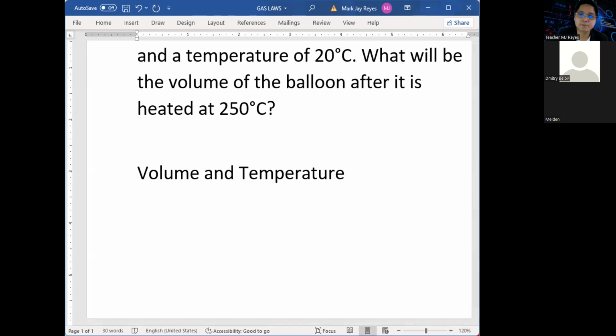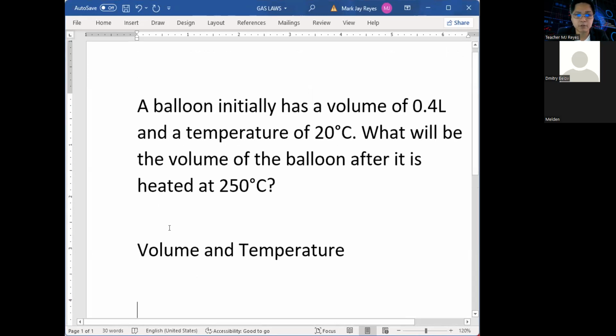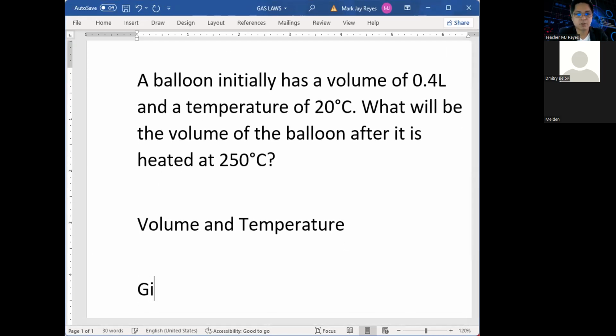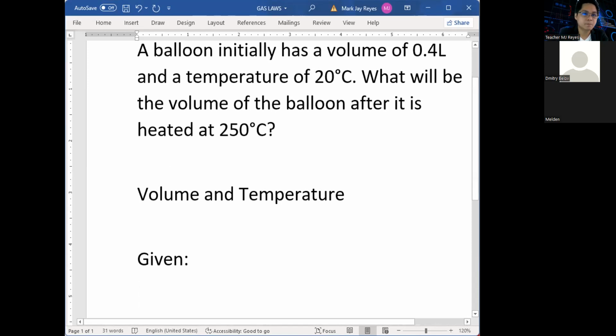What should be done next? Substitute. Yes. Since we already know the concept behind it, we can now substitute. But before anything else, we need to identify the given in that particular problem. You identify the given. What are the given there?